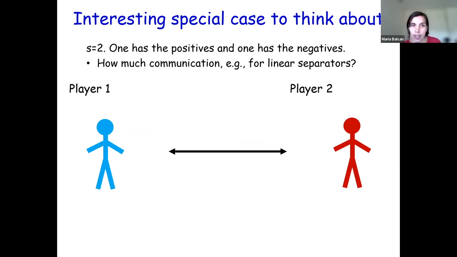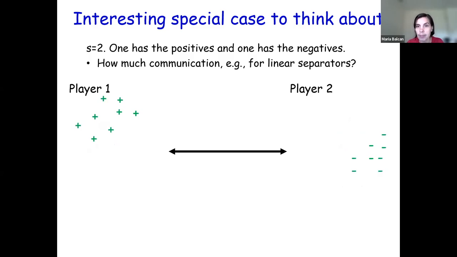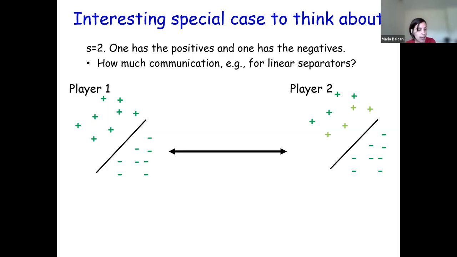All right, so before presenting some concrete results, I want to make things even more concrete. I want you to think about the following special case. Let's imagine for simplicity that we only have two players, and everybody knows that player one has only positive examples and player two has only negative examples. But the key point is that we are interested in learning a single hypothesis H that does well over the mixture of these two distributions. That's the key question here.